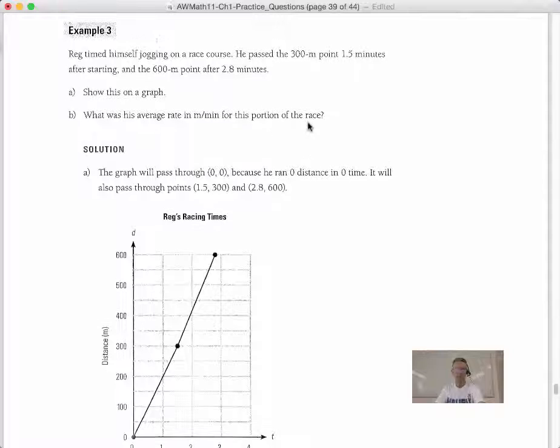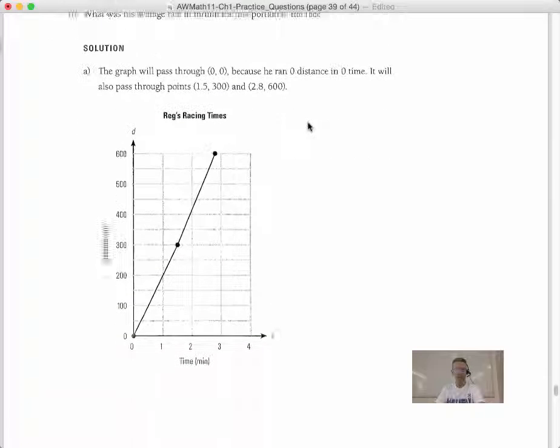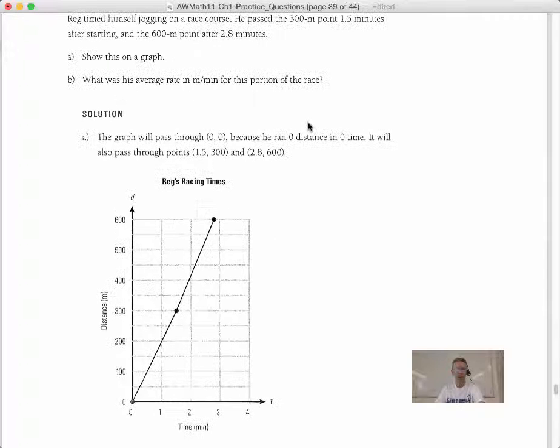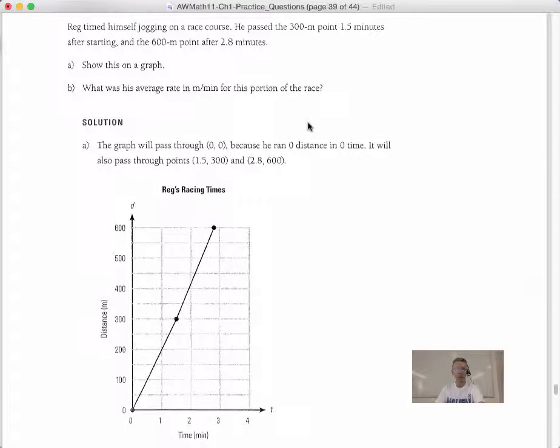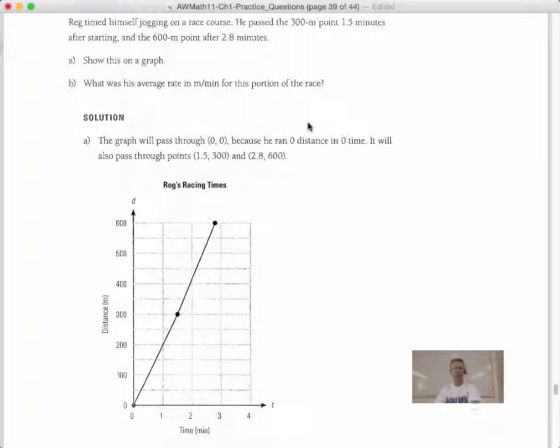Example 3. Okay, so what is it asking here? Reg timed himself jogging on a race course. I'd like to see that happen. Maybe. Okay, he passed the 300 meter point in 1.5 minutes after starting, and the 600 meter point after 2.8 minutes. Show this on a graph.